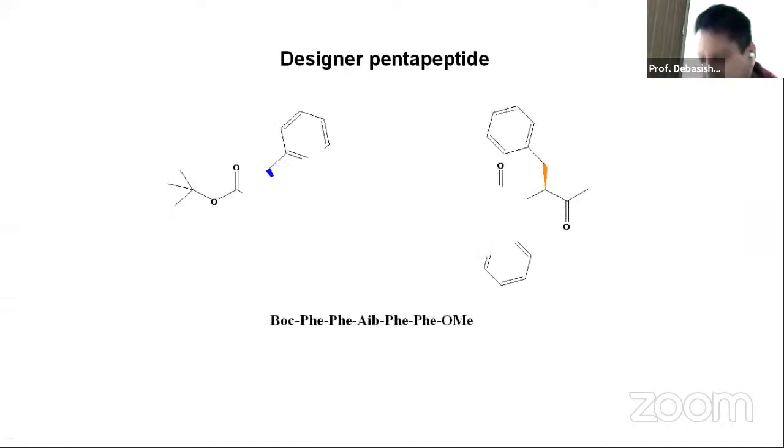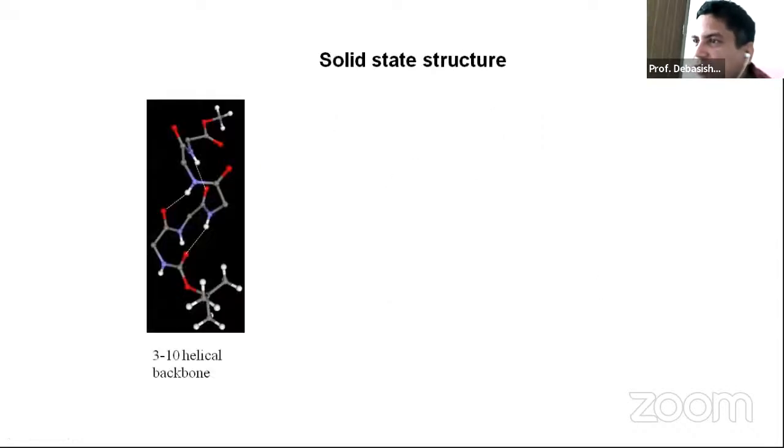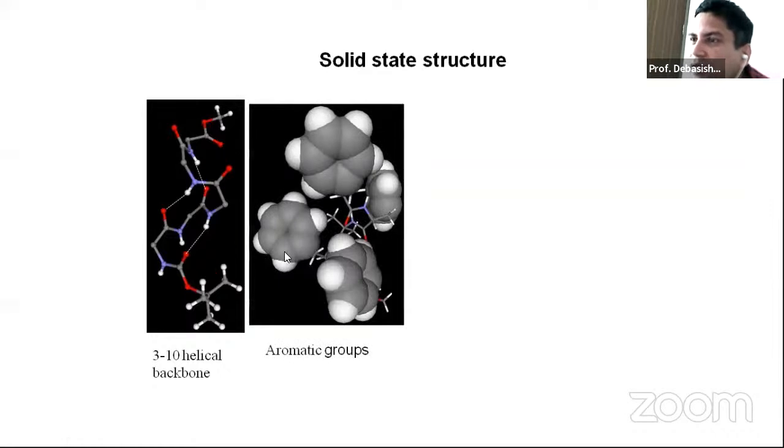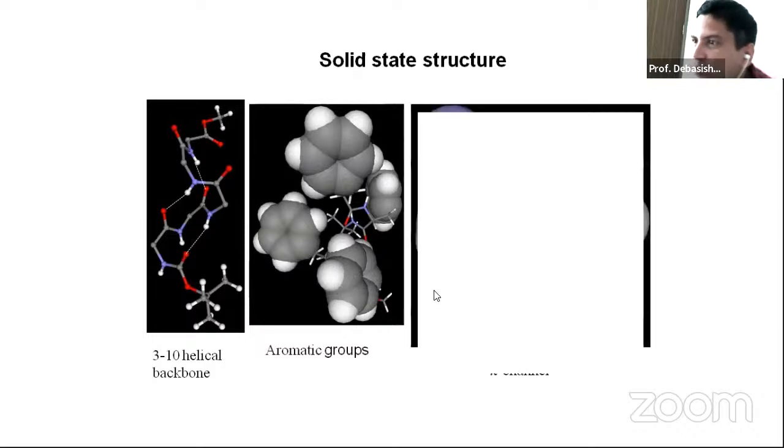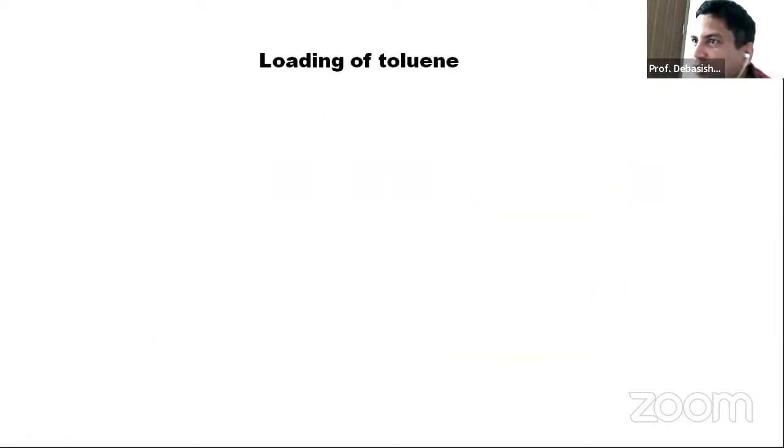So for that purpose, we have designed a peptide. We need a channel that is nanometer in size. So we have designed a peptide with four phenylalanine and one alpha-aminoisobutyric acid. And we got the solid state structure of the peptide. The peptide backbone forms a 3-10 helical structure. Once we put those aromatic functional groups on the backbone, we have seen that actually it forms a channel. So these aromatic groups form a channel, a pi channel, where we can do our reaction.